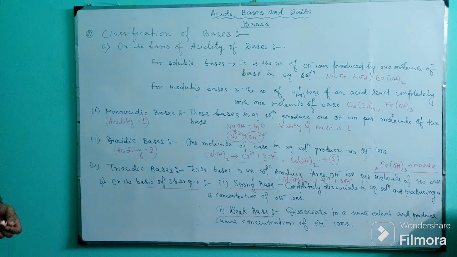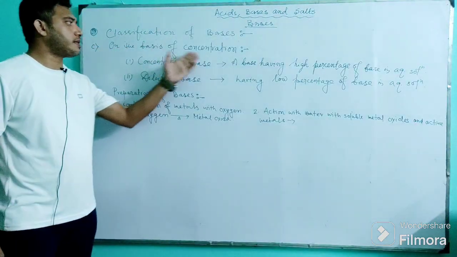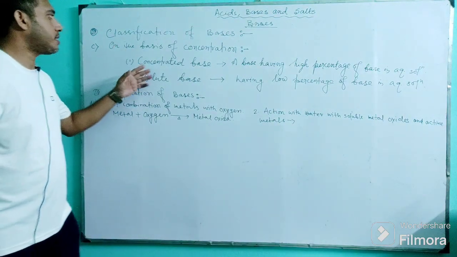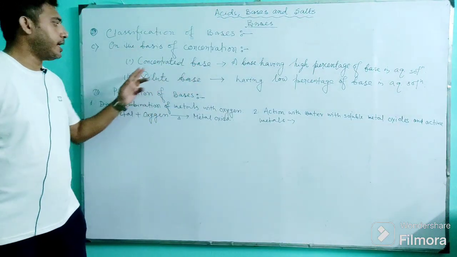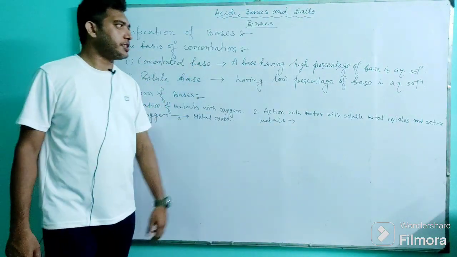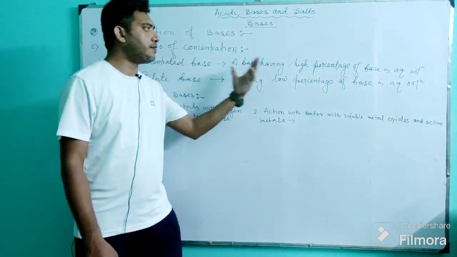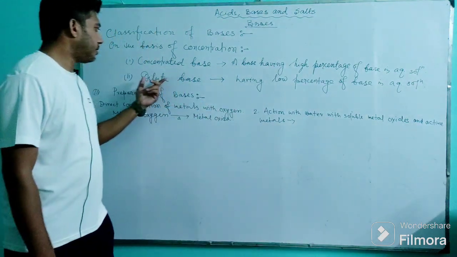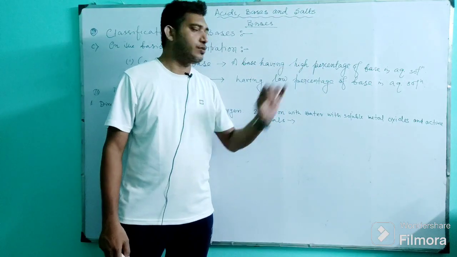The third category is on the basis of concentration. There are two types of base on the basis of concentration: concentrated base and dilute base. Concentrated base means having a high percentage of base in aqueous solution, and dilute base means having a low percentage of base in aqueous solution.